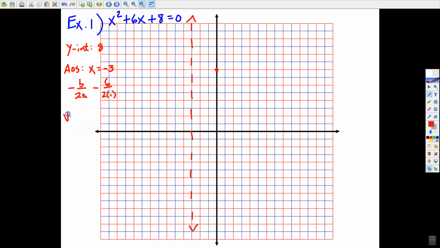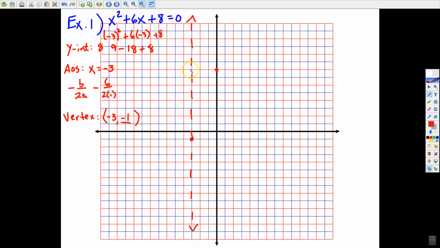Alright, the vertex has to be on that line. The vertex has to, of course, have the x-coordinate of negative 3. So how do we find the y? Well, we go back to the function and we just input negative 3 for x, and we see what comes out. What comes out will be 9 minus 18 plus 8. Negative 9 plus 8 is negative 1. So the vertex is the point negative 3, negative 1, which is right there.